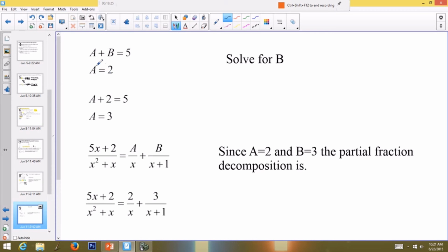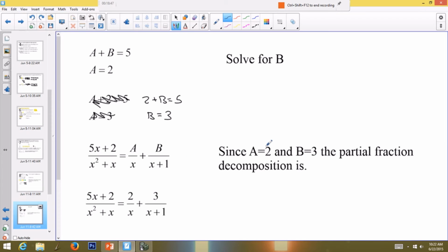So if I plug in, oh, I think I plugged in the wrong place. So let's just scratch this out. We won't even pay attention to this. At any rate, this expression here has to be 2 plus b equals 5, and then b will equal 3.